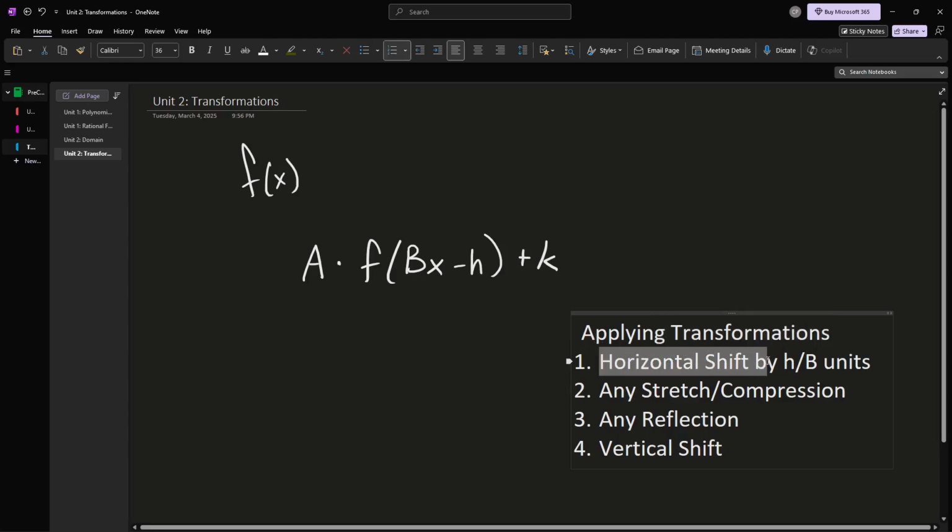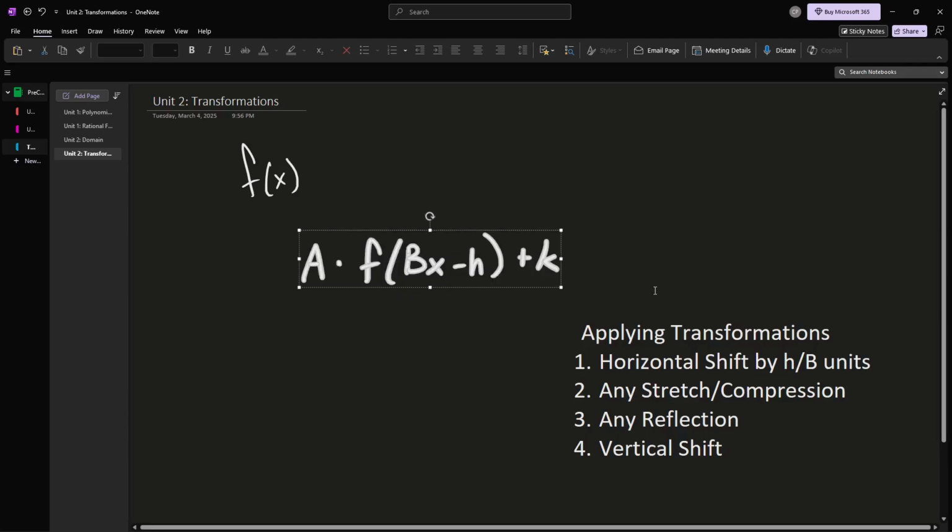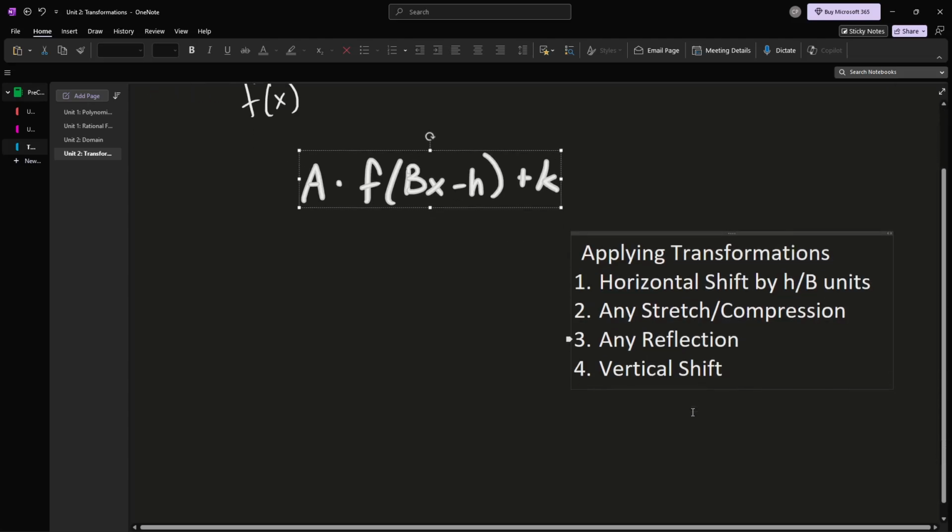So first off, we have horizontal shifts by h divided by b units. h is over here, b is over here. Next, you do any stretch or compression, so your a's and your b's, and any reflection. Reflections aren't shown in this example, this kind of fake formula that we have. Honestly, 2 and 3, stretches, compressions, and reflections can all be done at any point. You can do reflections before stretches, before compressions. But I'm just giving it a definite order so that we aren't confused, and there's a lot to keep track of. And finally, we can do vertical shifts.